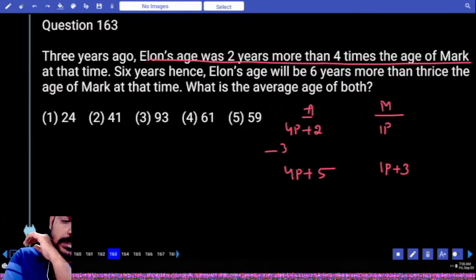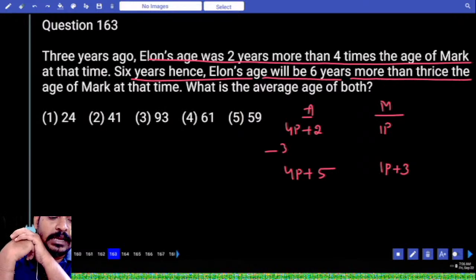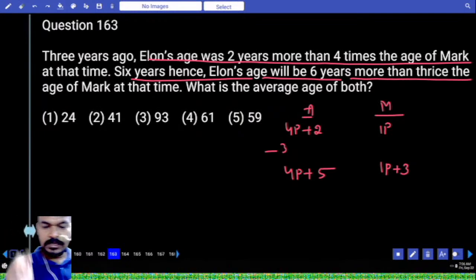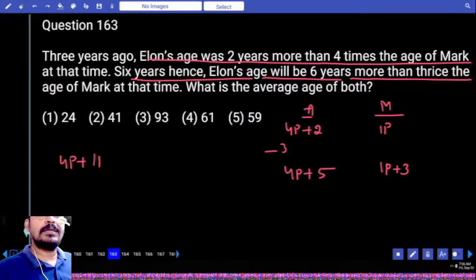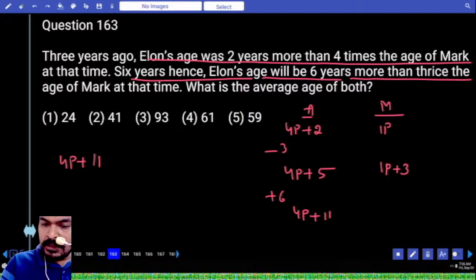Okay, next, 6 years hence Alone's age will be 6 years more than thrice the age of Mark at that time, or not? Okay, 6 years hence means 4 parts plus 11. Next, it will be 6 years more than thrice the age of Mark at that time.